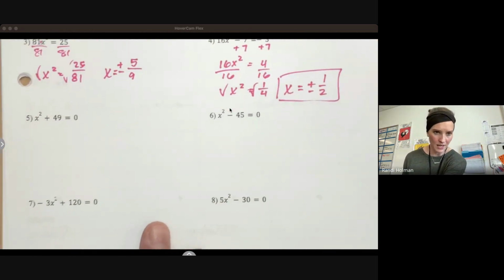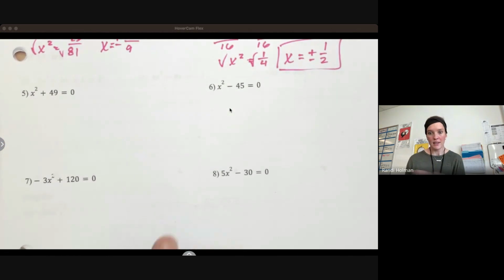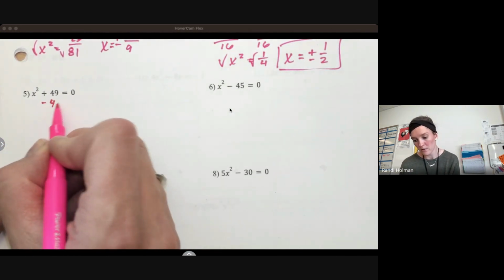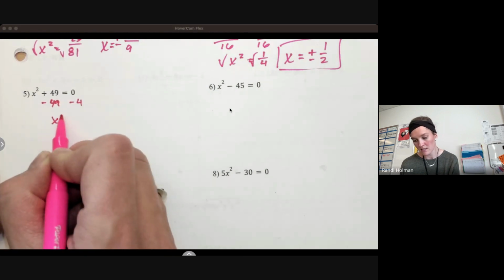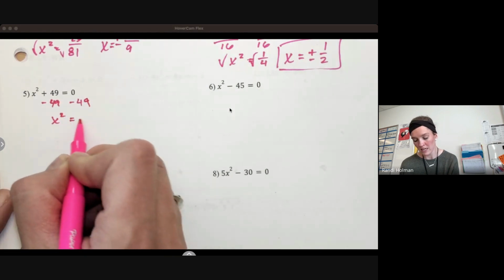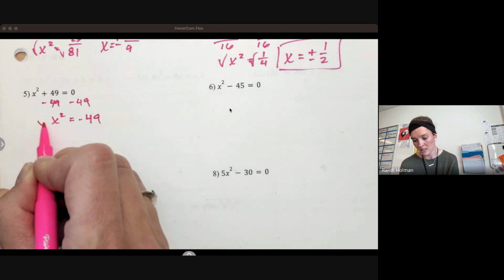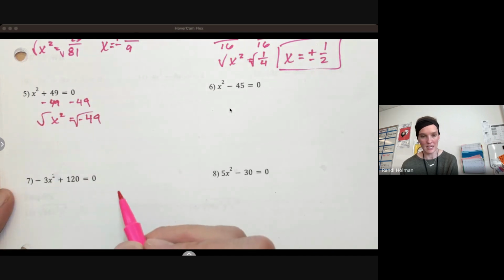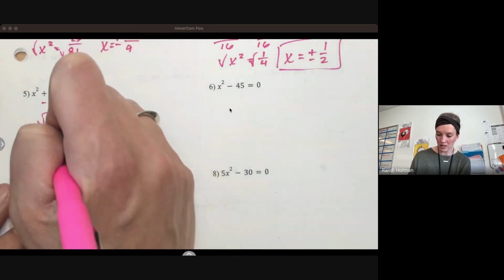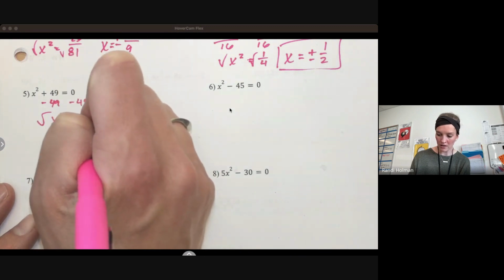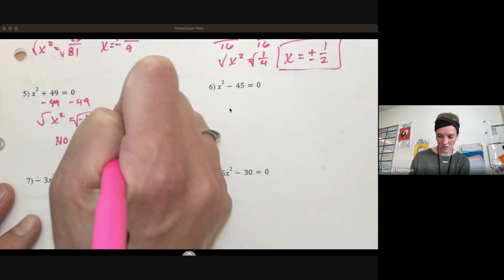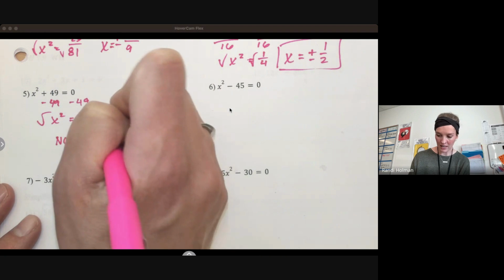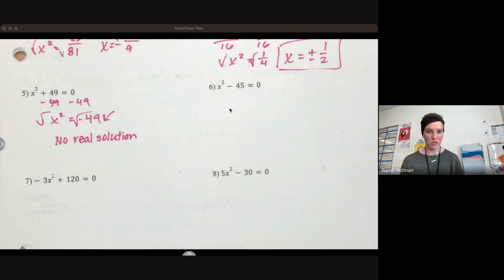We just have that additional inverse operation that will happen right at the very end, where we introduce that square root. Subtract 49. x squared equals negative 49. Take the square root. What times itself is negative 49? Uh-oh. No real solution. Our radicand here needs to be positive to have a real solution. Since it's negative, there's no real solution.